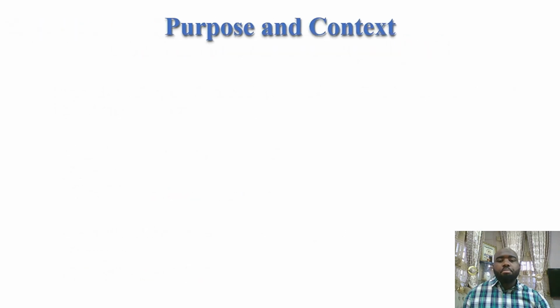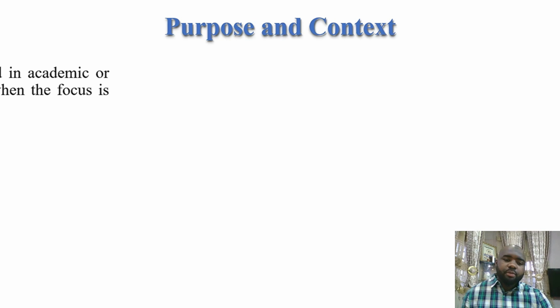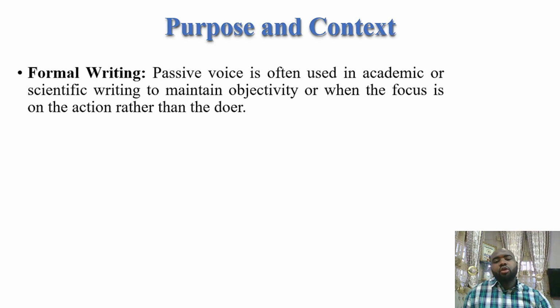Now, purpose and context. What is the purpose of using passive voice, and in what context are we supposed to use it? Formal writing. When we say formal writing, we're simply talking about academic journals or academic research or scientific research. Mainly they use passive voice because the objective there is on the research itself, on the result. The focus is on the what? Action, all right, rather than the doer of the action.